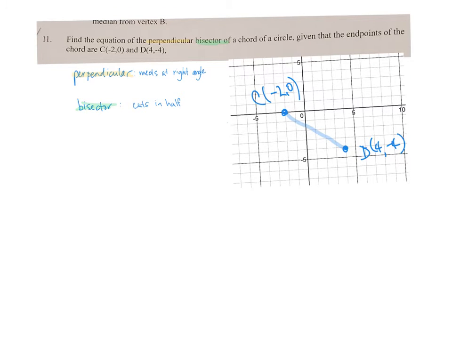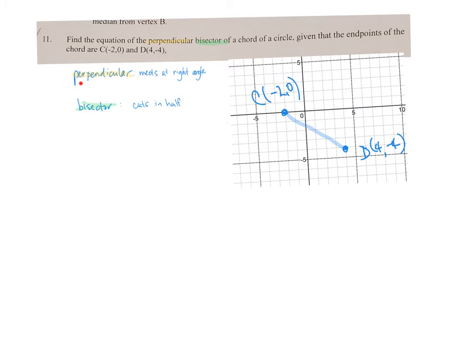So perpendicular means that I want a line that's going to come through here and meet this line at a right angle. That's what perpendicular means. Bisector means I want a line that's going to cut this line in half, so right in half. This segment will be equal to this segment.